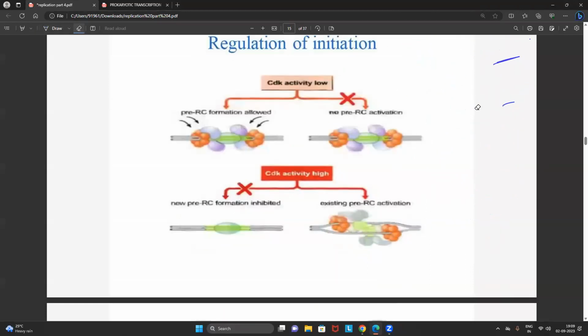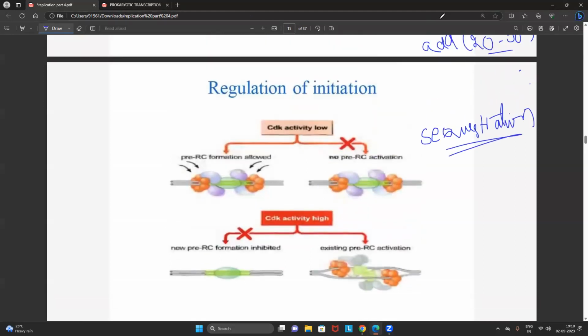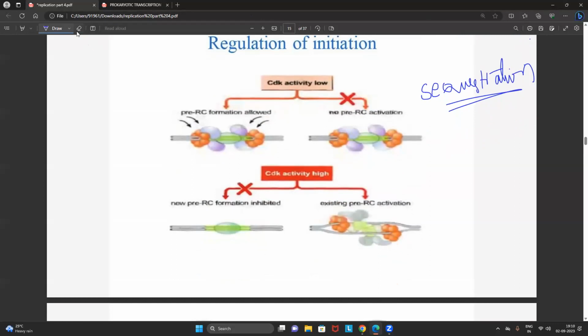Okay, last and final question. I hope every one of you remember. What is the name of the regulatory mechanism in the prokaryotic DNA replication? We generally call it sequestration. Sequestration is the name of the mechanism where the prokaryotic DNA replication is regulated. I hope you all remember.